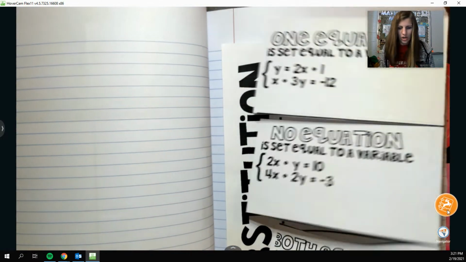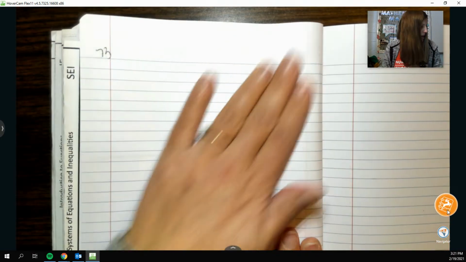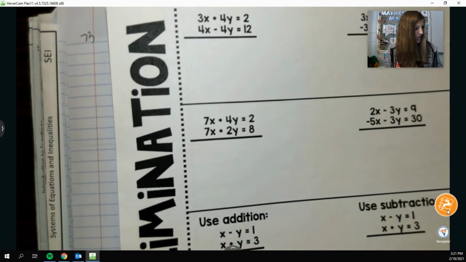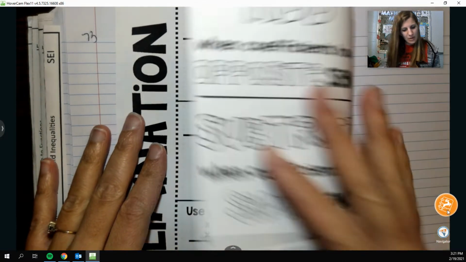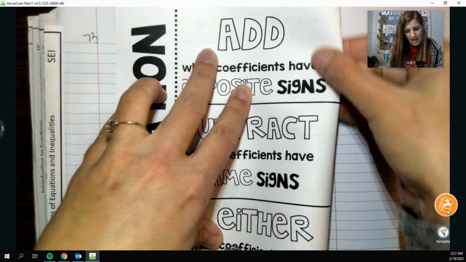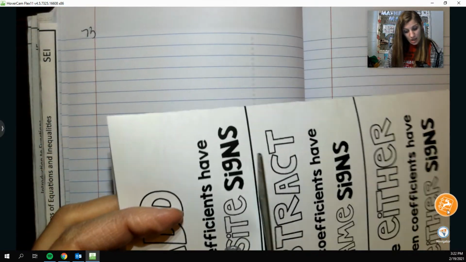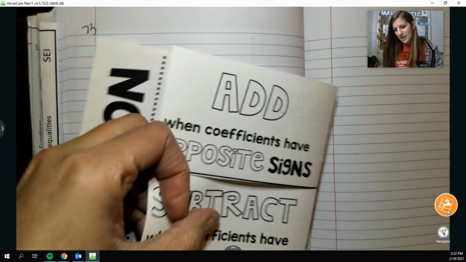Turn page. We are on 73 and 74. Next page has add, subtract, either. And if we flip that over and look at the other side, you should see the word elimination on that side. And we will fold that one like a backwards book, just like that last one. And if you want to cut two cute little doors into it, just like that last one, you can. And we will put this one on page 73.